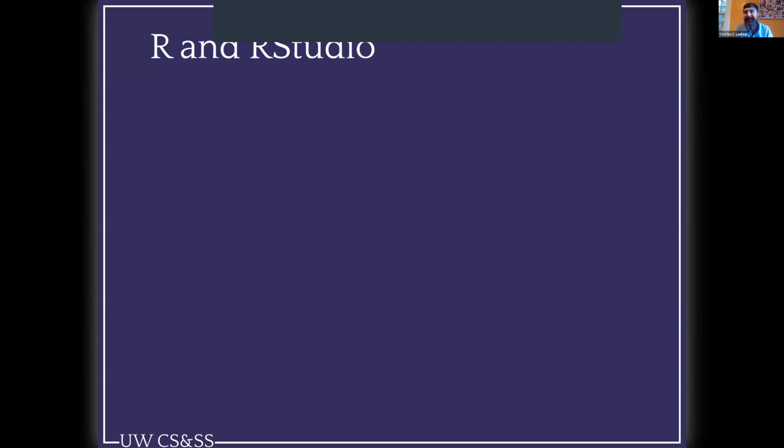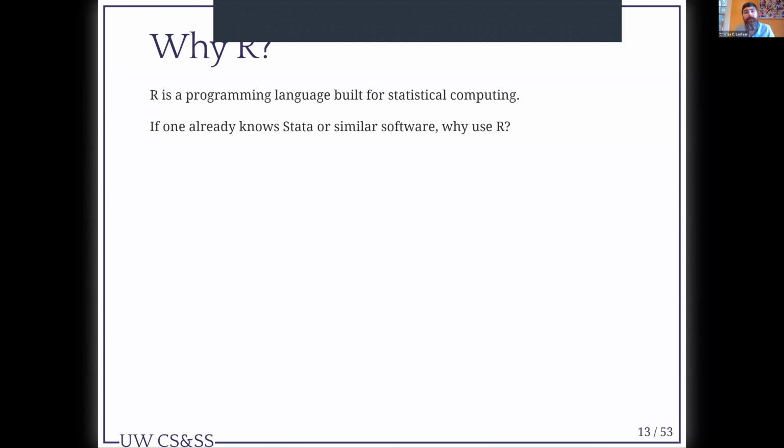Okay, so getting into the actual lecture itself, I'm going to talk about R and RStudio, which is what you are here to learn about. So, why R? R is a programming language built for statistical computing. If you already know something like Stata or some similar software like Minitab or something like that, why would you want to use R? Well, the first one, and often a big one for graduate students, is that R is free.